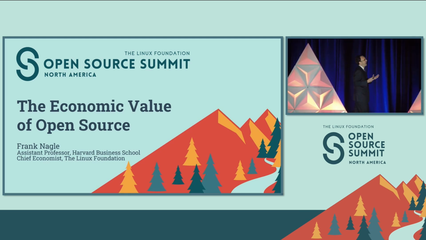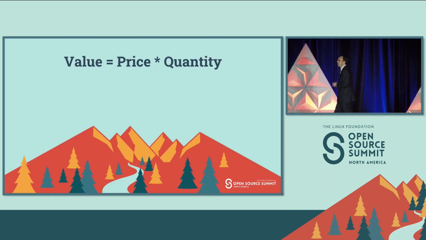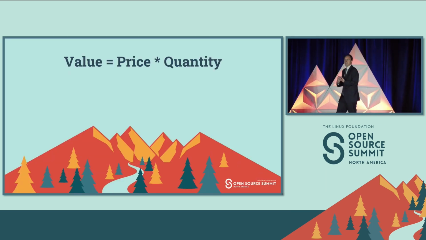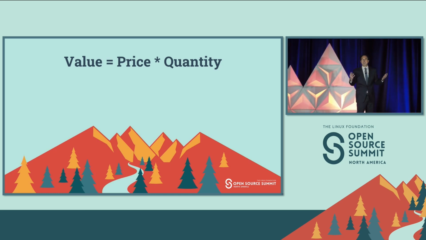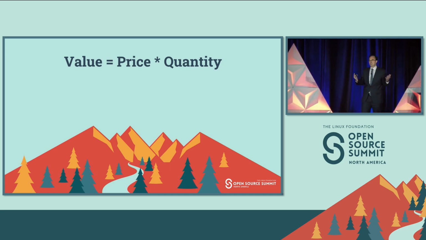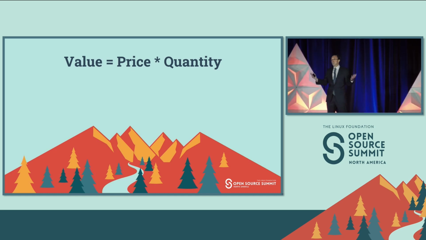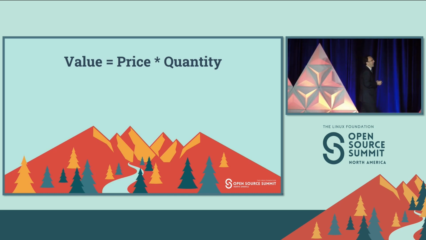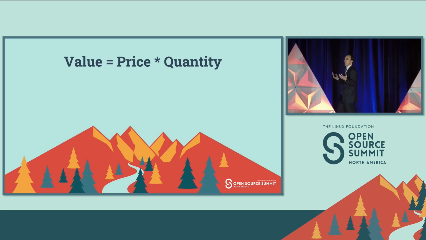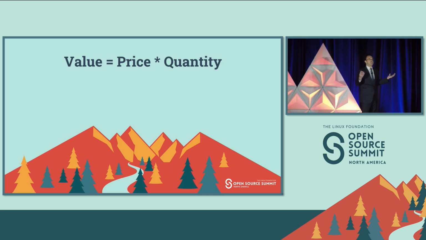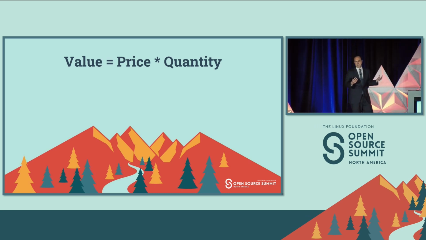And so today, I'm going to get started by just showing you a very simple economic equation that we often use to think about how some good or service creates value for the economy, right? So we think about a very simple way of thinking about this, and the value created by something is the price times the quantity. And so about a decade ago, we started looking into open source software, and we said, oh, we have this great equation from economics. We can apply this to open source to understand what the value of open source is.